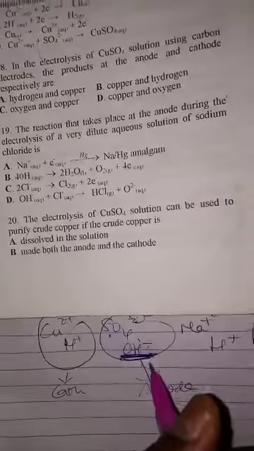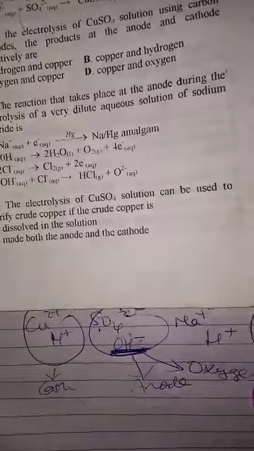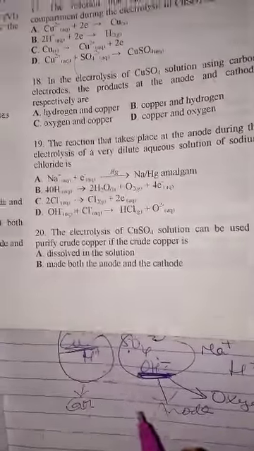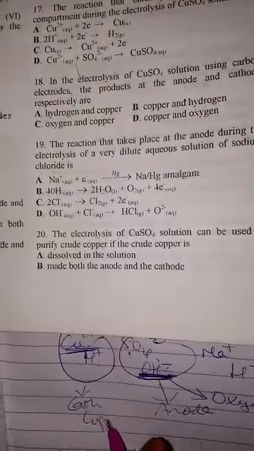What's the product that it will give you? Oxygen gas. The same thing for Cu2 plus and H plus. Which one is lower? Cu2 plus. So what's the product formed? Copper. And you must be very wise.